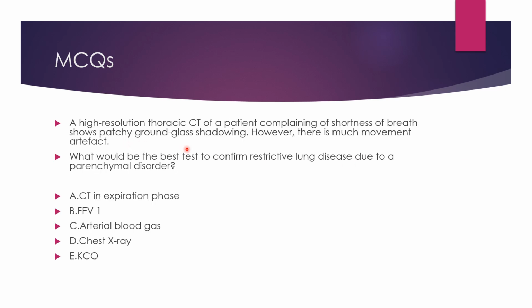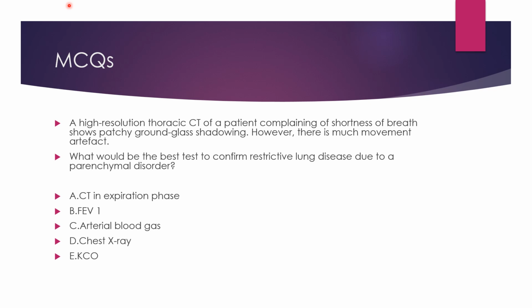So this is a high resolution thoracic CT of a patient complaining of shortness of breath, shows ground glass shadowing. However, there is much movement artifact. What would be the best test to confirm restrictive lung disease due to a parenchymal disorder? So these are the options: CT in expiratory phase, FEV1, arterial blood gas, chest X-ray, and transfer coefficient.